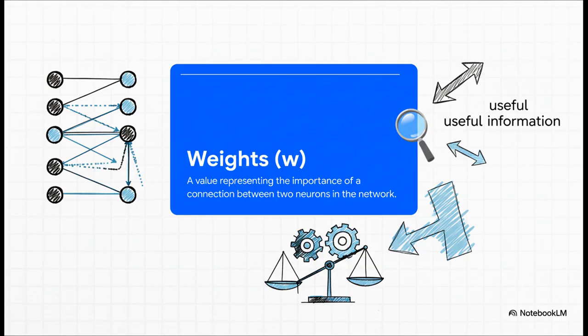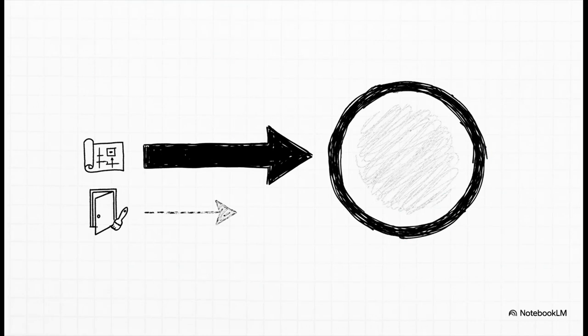Okay, so if you have all these voters, how does the network know which ones have good opinions, which ones should it listen to more? The answer is something called weights. A weight is just a number that basically tells the network how important a connection is. It's like turning up the volume on the smart voters and turning it down on the ones that aren't helping.